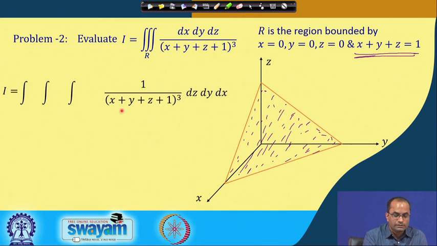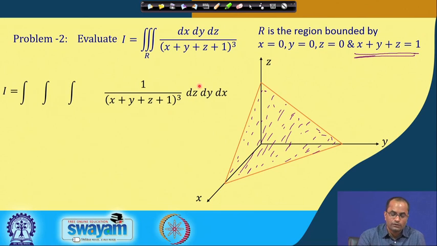So, putting the limits now. We have the integrand 1 over (x plus y plus z plus 1) to the power 3 with, let us fix first with respect to z, then with respect to y, and then with respect to x. We can change the order also, and accordingly the limits will change.